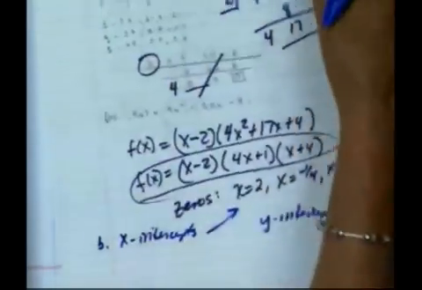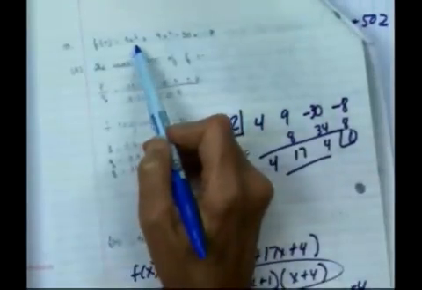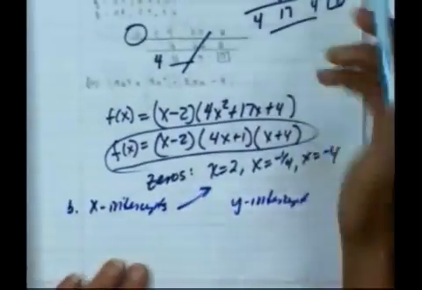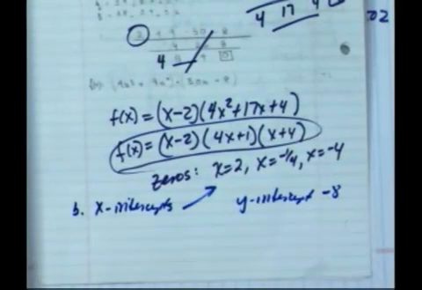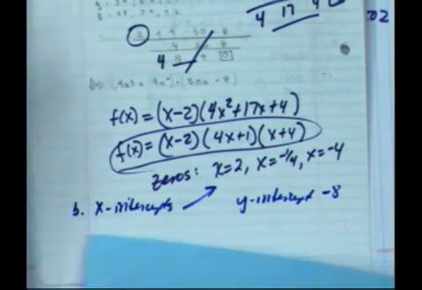-8. You just read it right off your function. Let x be 0. The y-intercept is -8. Okay, so part D, we're supposed to now sketch the graph by hand.